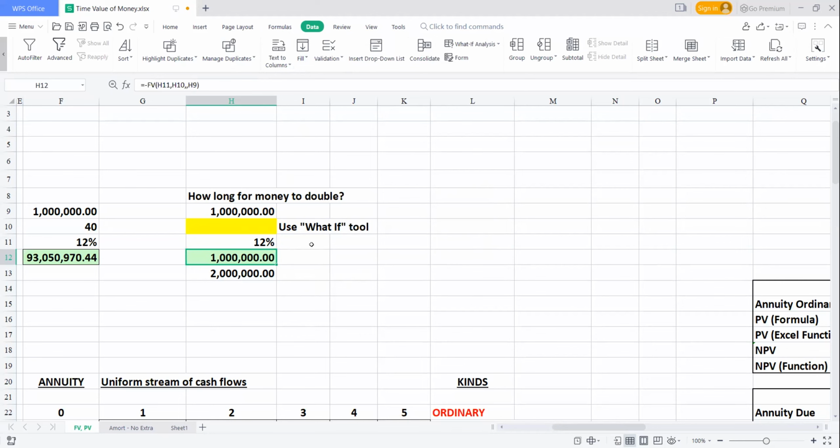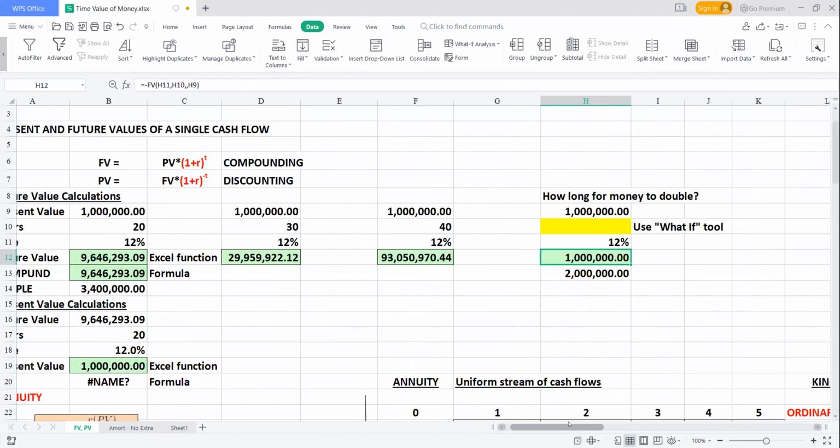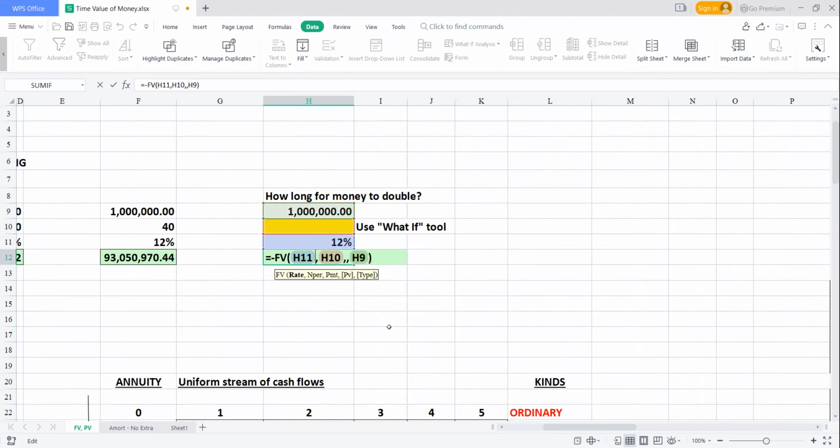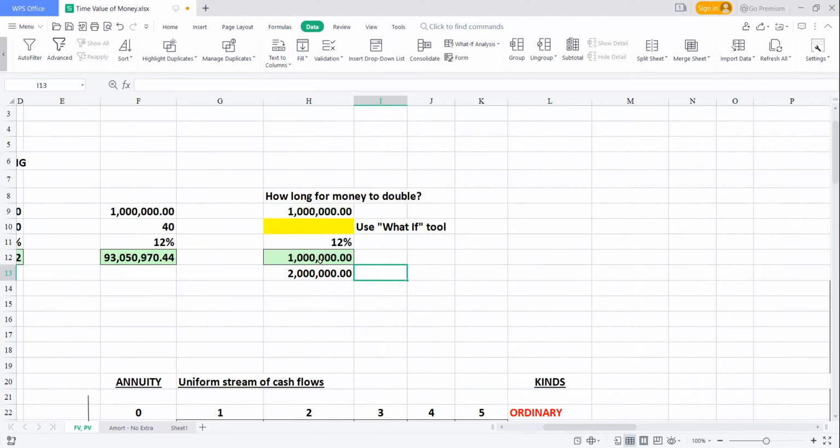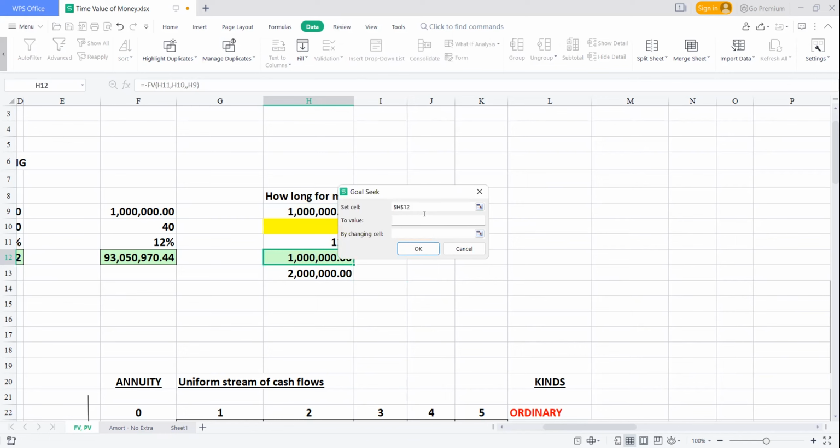Okay, may I see your formula? H11, H10. Okay, so it's correct. Your formula there is correct. So let's go now to Data, What-If Analysis. Set cell H12, that's correct, to 2 million by changing one cell. So that's H10.